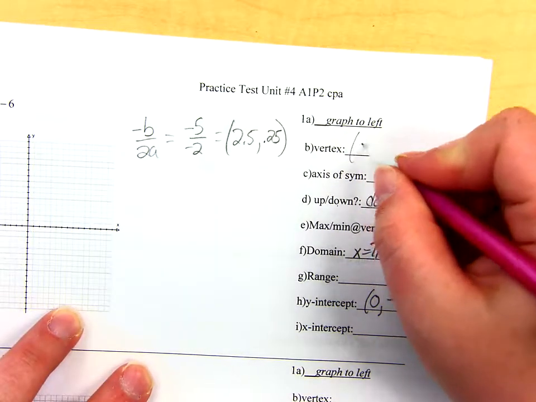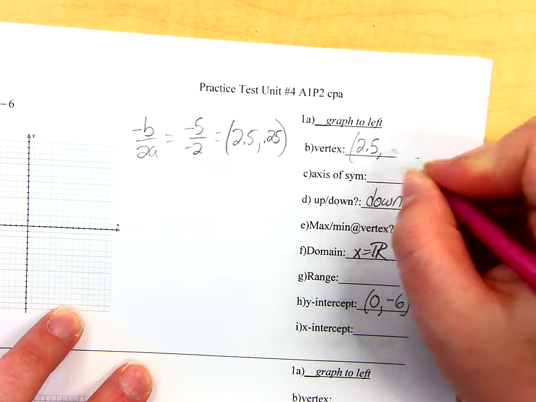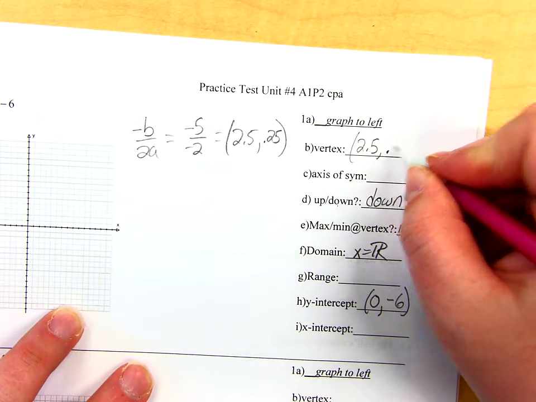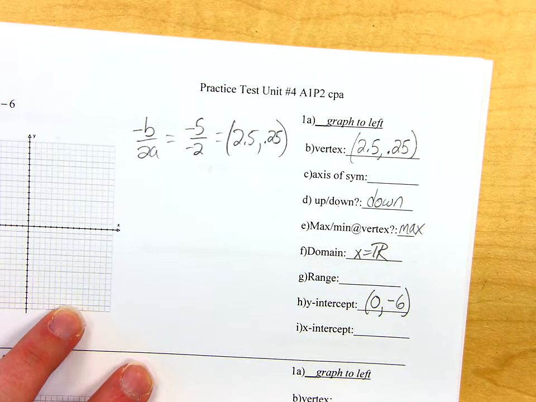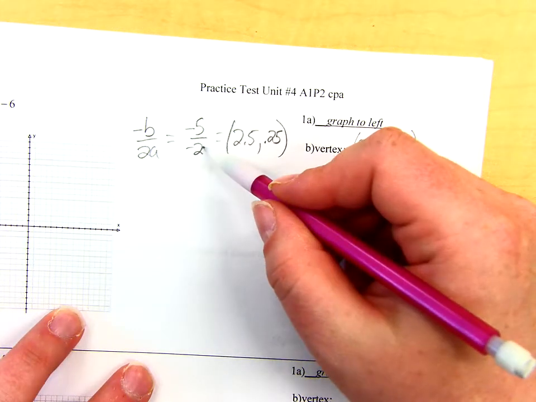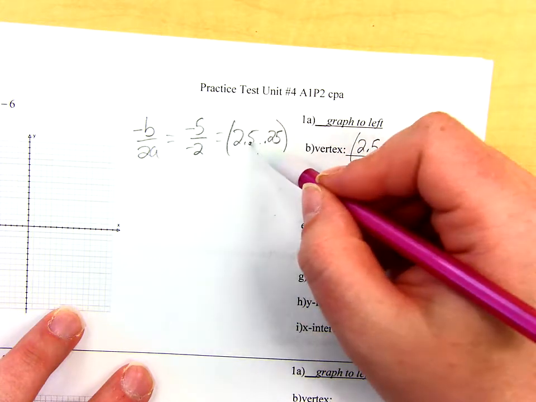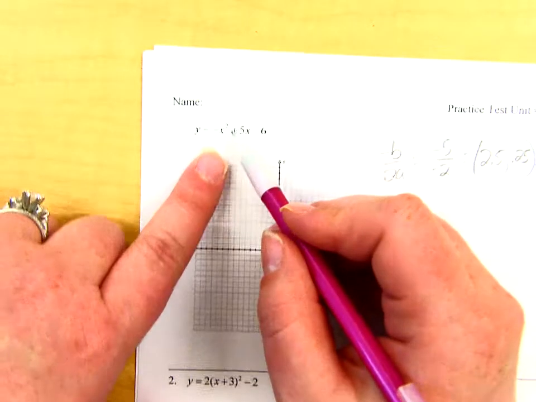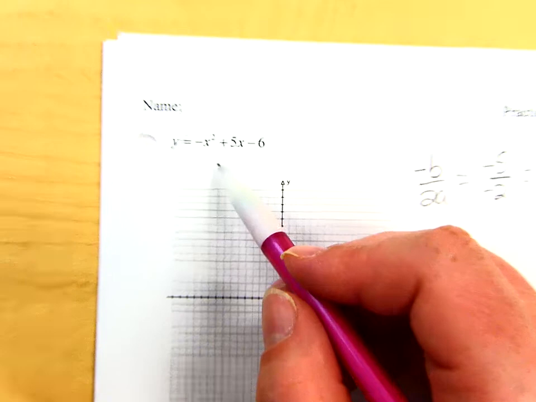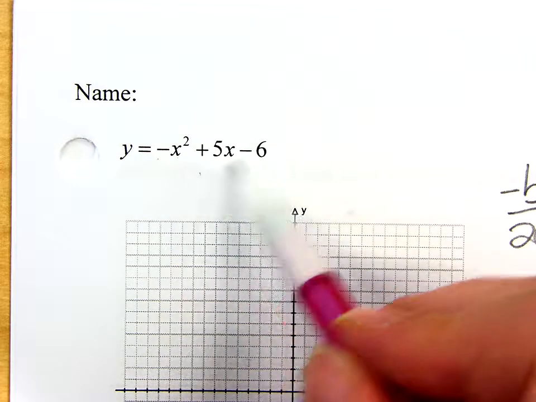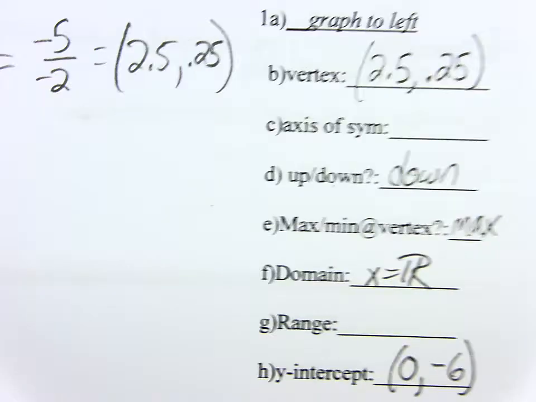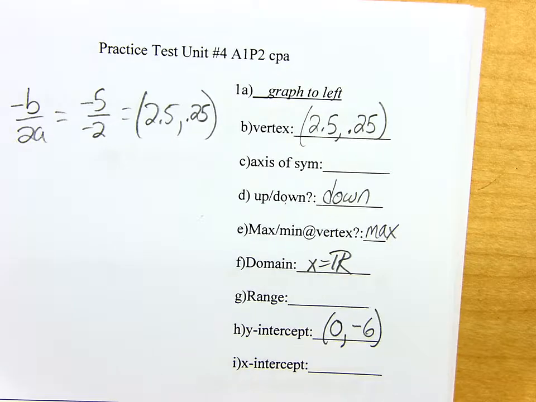So now I have a bunch of other answers. My vertex is at 2.5. Because if you do -2.5 squared, remember what this means. This means take the number, square it, and then take its opposite. So that's always going to be a negative, and then we go from there.